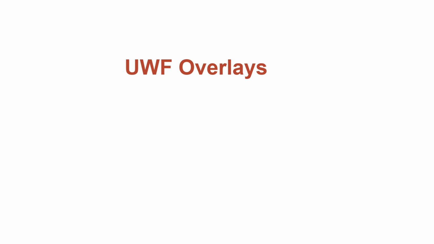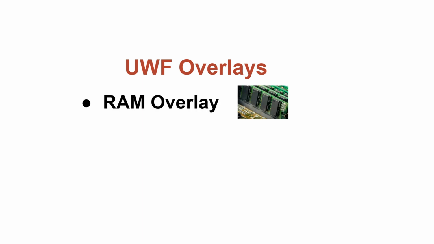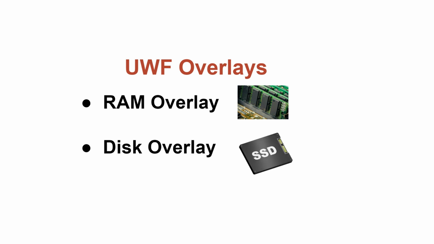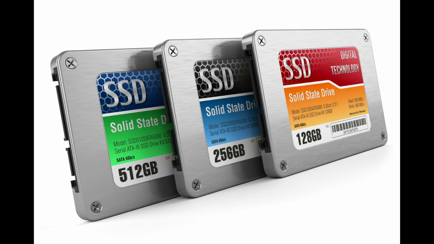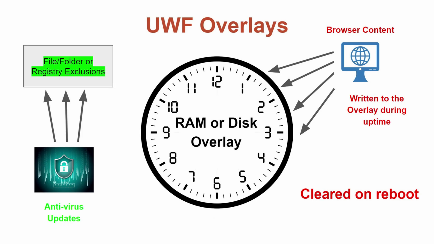The overlay is where the UWF stores its data and can either be in RAM or on the physical disk on the Windows 10 IoT client. This overlay is written to during the uptime of the thin client and then cleared during a reboot. If you choose to store the virtual overlay in RAM, then it has the benefit of being able to reduce the wear on write-sensitive media like solid-state drives. However, there are exceptions to this rule, as you may still need to write data to the physical drive, like we mentioned in the exclusions previously.